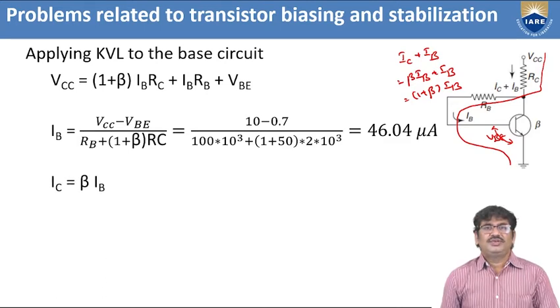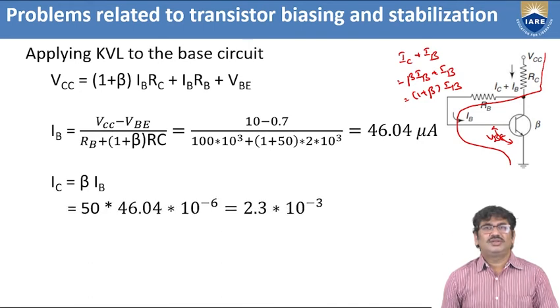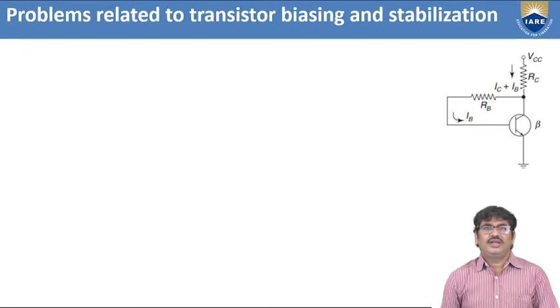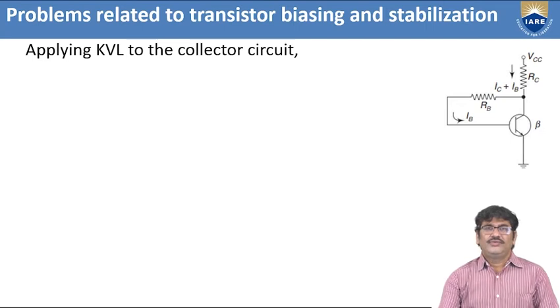We know that IC is equivalent to beta times IB. Upon substituting beta and IB values, we will get IC is equivalent to 2.3 into 10 power minus 3, that is 2.3 milliamperes. Next, we need to find out collector to emitter voltage. For that, we need to write the KVL expression for the output circuit.